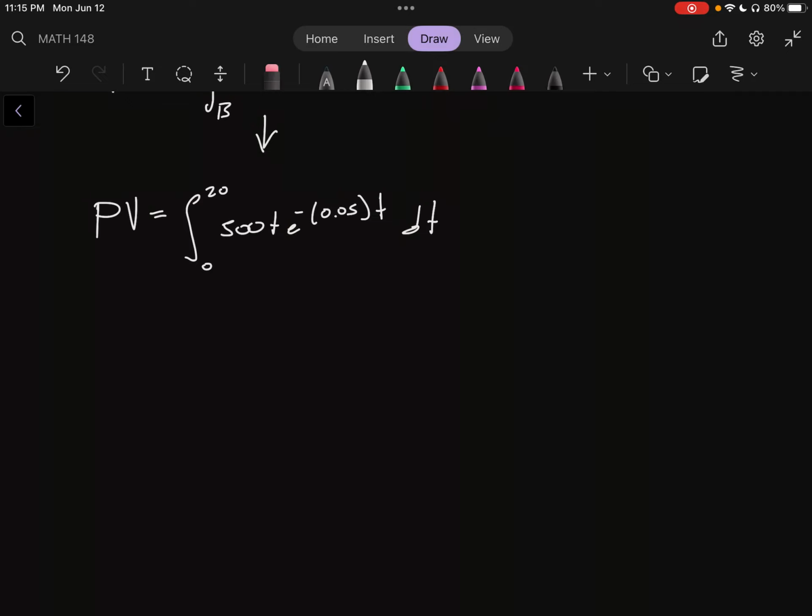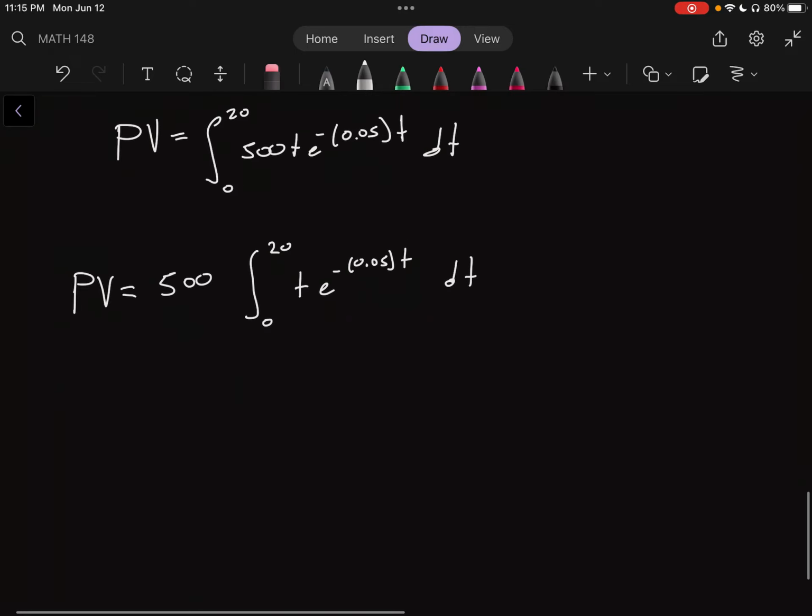Okay, so first things first, I'm going to get this 500 out of here, to make it simpler for myself. Remove this 500 from the integration. That's the integral of t e to the negative 0.05t dt. Now we're going to have to use integration by parts.